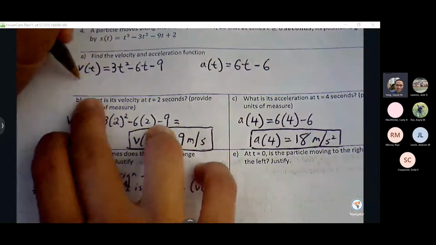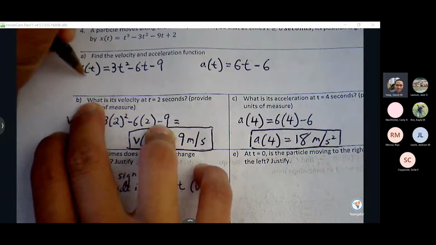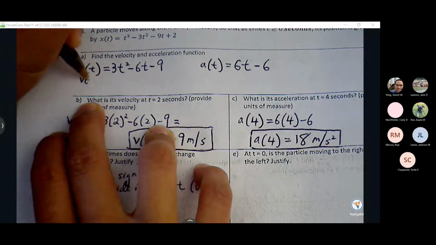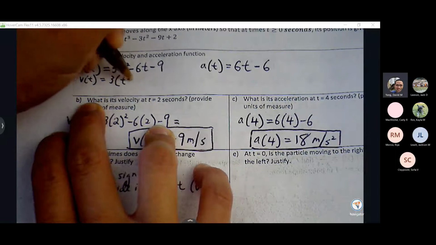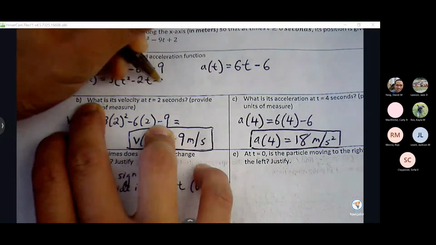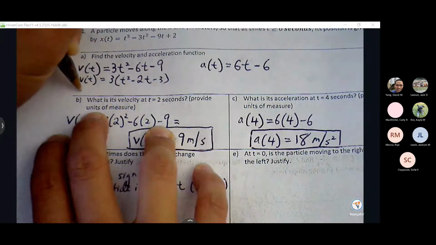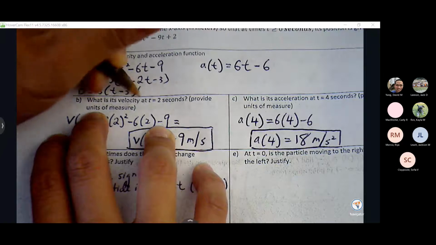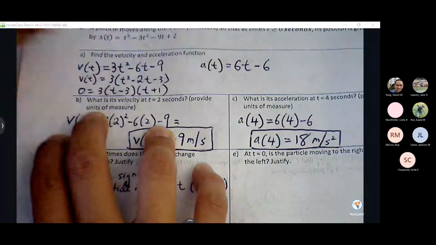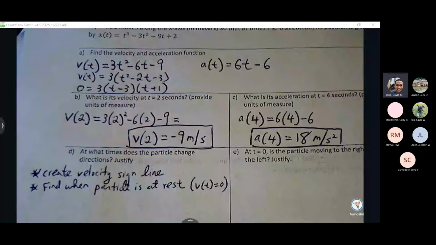I'm just going to go up here and do some cleanup here. Second factor. 3 out. Okay, so just getting all factors, I can solve for t. Multiplies to be -3, adds up to be -2. That's -3 and 1. Solve for t, and I get 3 and -1.